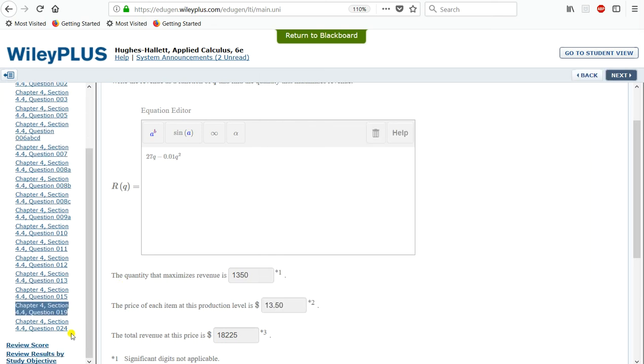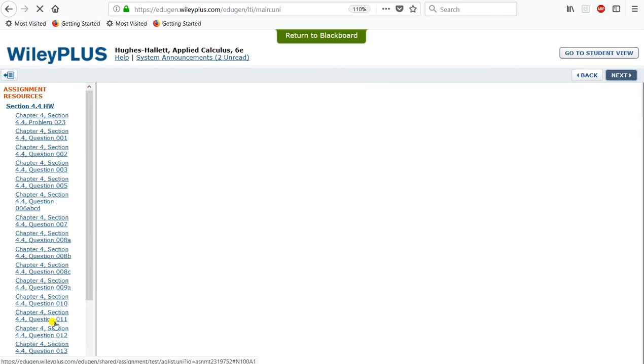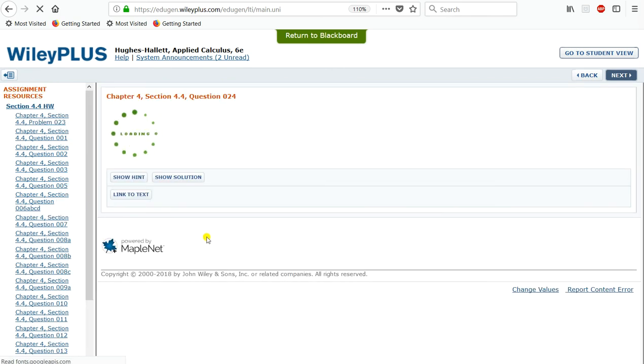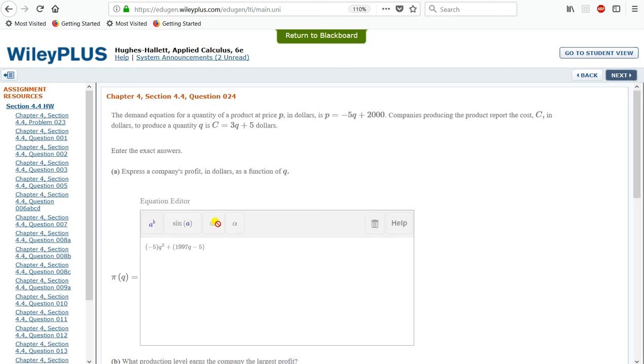The next question is 24. So we are given again a demand equation for quantity of product of price P. Q is the quantity. The company is producing the product at the cost C. The cost, they also give us the cost function here. Now you want to express company profits in dollars as a function of Q.